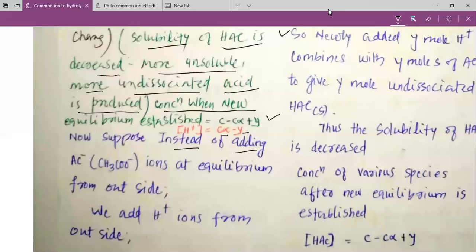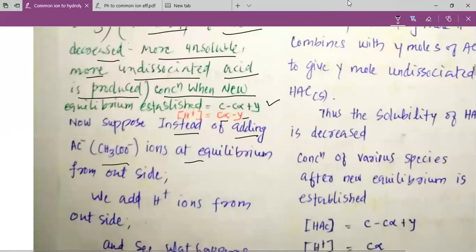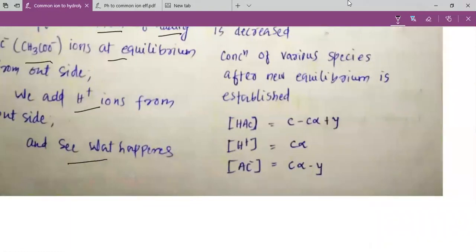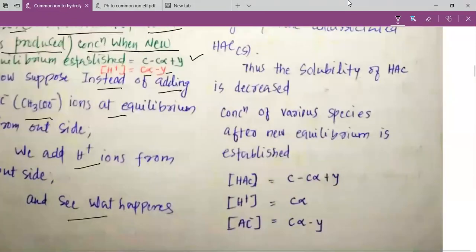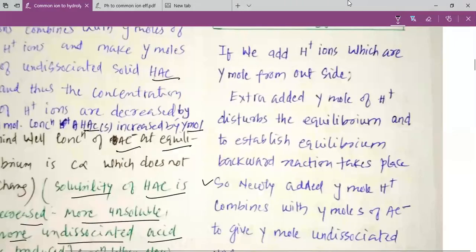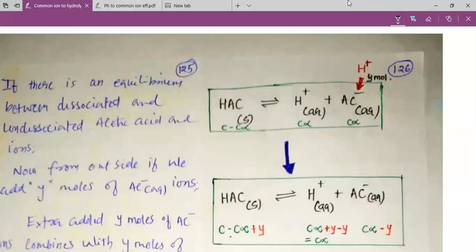Now, suppose instead of adding AC minus ions at equilibrium, we add H plus ions from outside. What happens if we add the H plus ions? As this equilibrium has been established, you have the concentrations C minus C alpha and C alpha, and from outside you add H plus ions which are Y moles.